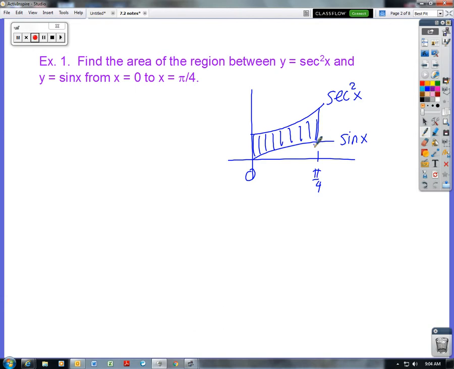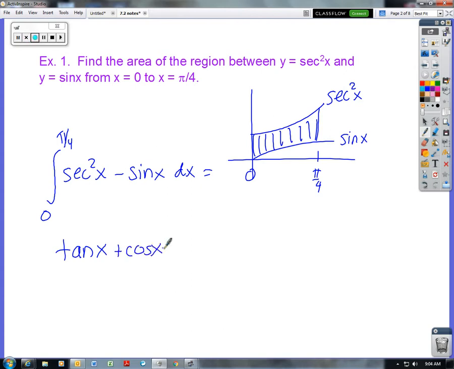Okay, it's going to be simple because the secant squared is on top, the sine is on bottom, and we're going to be integrating because we want area, so it's the integral of secant squared minus sine of x dx from 0 to pi over 4. So it sets up really simply, and then we actually know the antiderivative of secant squared because the derivative of tan is secant squared, so the integral of secant squared is tan, and then the integral of negative sine of x is positive cosine of x, from 0 to pi over 4.